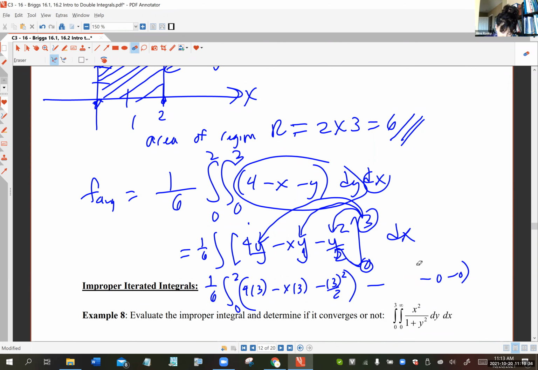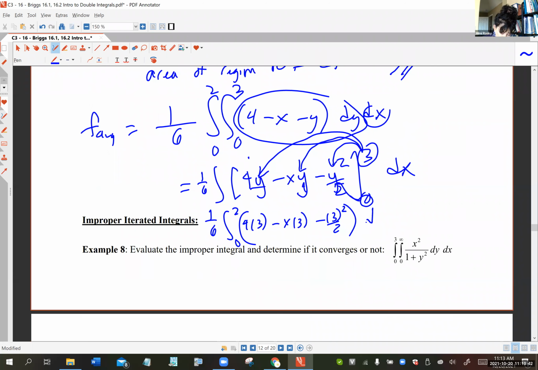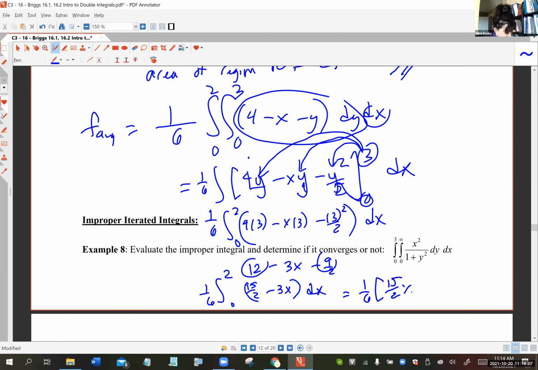Okay, and now I just have an expression. Let's clean this up a little bit. What do I have? 12 minus 3x minus 9 halves. Yuck. What is 12 minus 9 halves? I think it's 15 halves. So I'm just going to combine like terms. So I really only have to worry about integrating 15 halves minus 3x. Ah, that's easy. Come on, that's a Calc 1 problem.